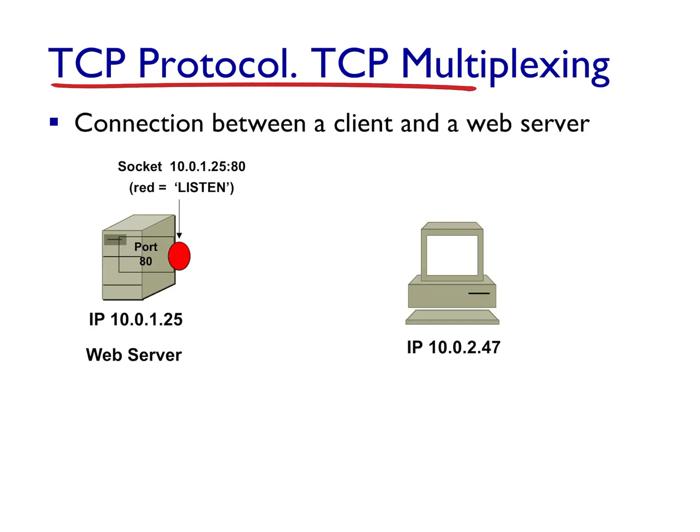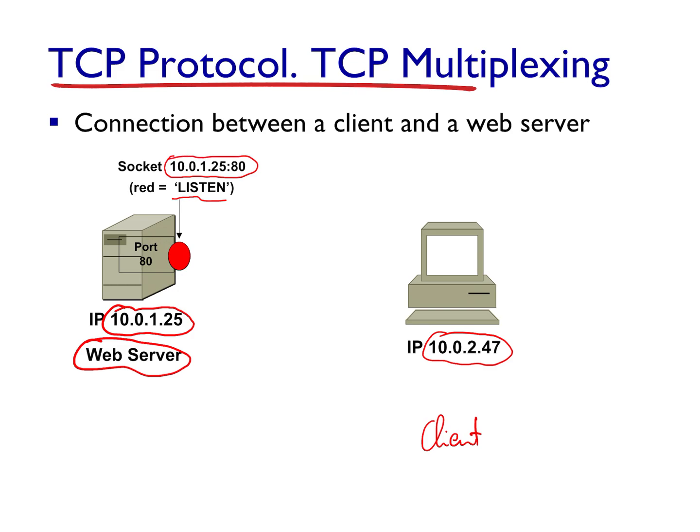In the following, we are going to see several examples of TCP connections and of sockets under different situations. So in this first scenario, we have a client on the right with an IP address and a server on the left with another different IP address. This server is a web server, so it is listening at port 80. So the socket at the server side is this one, IP address and port 80.